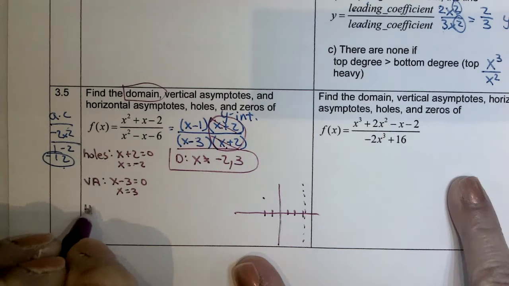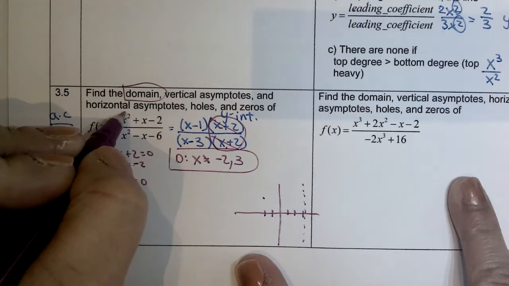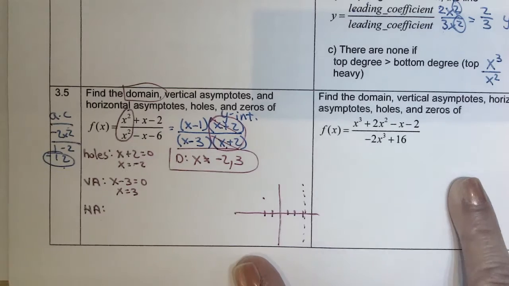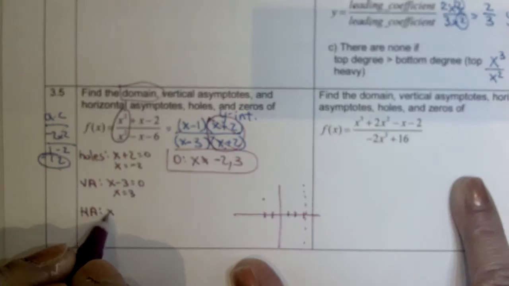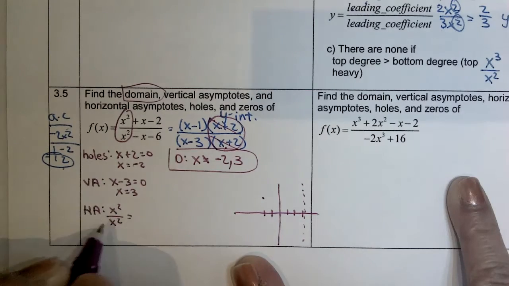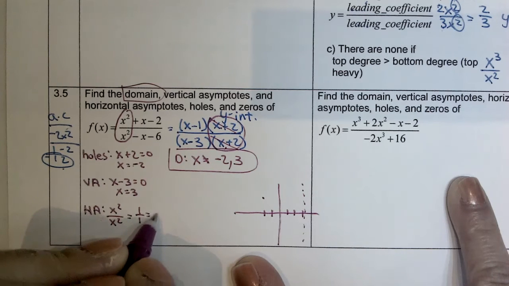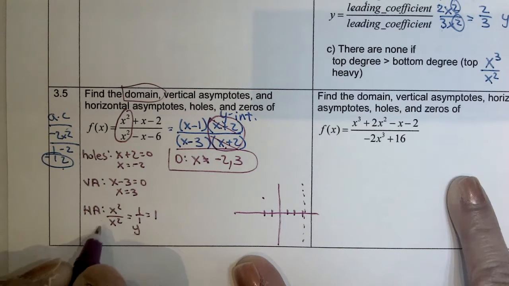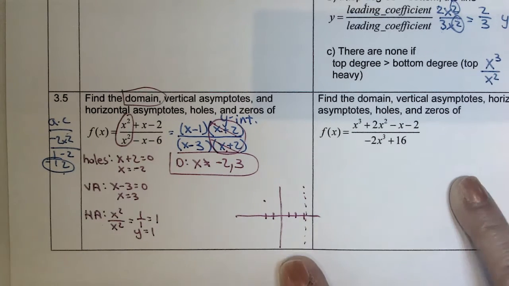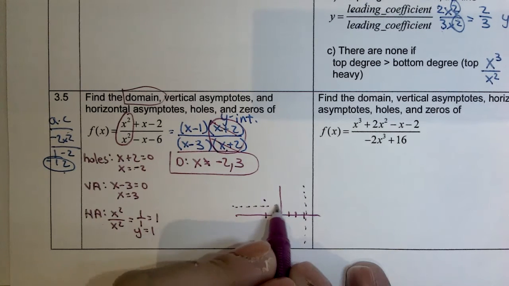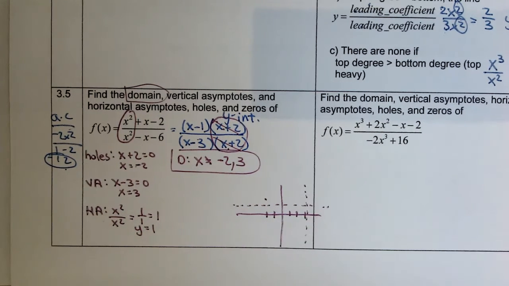Let's go ahead and look at our horizontal asymptotes. I'm going to go back to the original. Okay, so here it's the same. So it's x squared over x squared, which means I take my coefficient, which means I have a horizontal asymptote at y equals 1. So at y equals 1 here, there's a horizontal asymptote. In other words, there's not going to be anything on that line. My graph is not going to touch it.